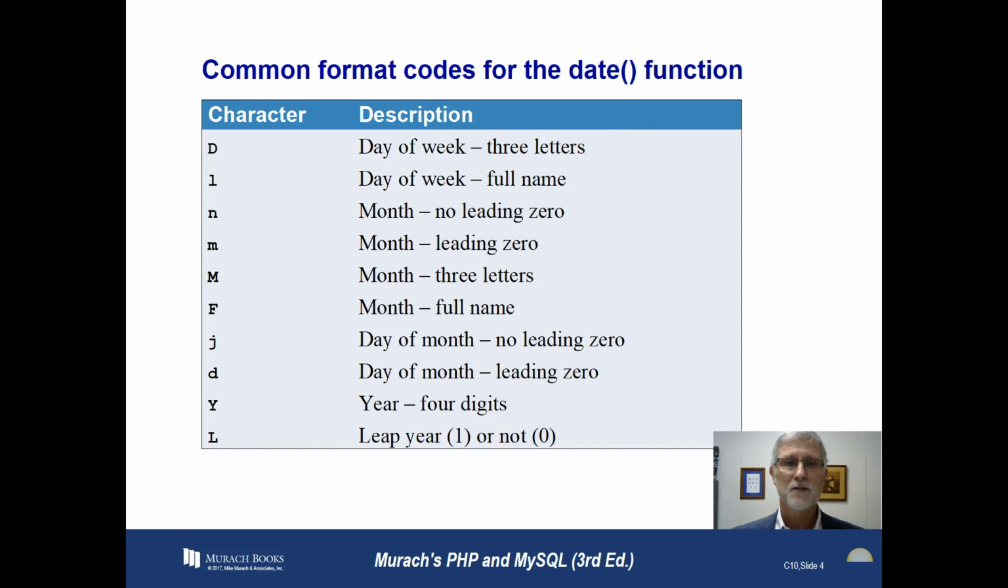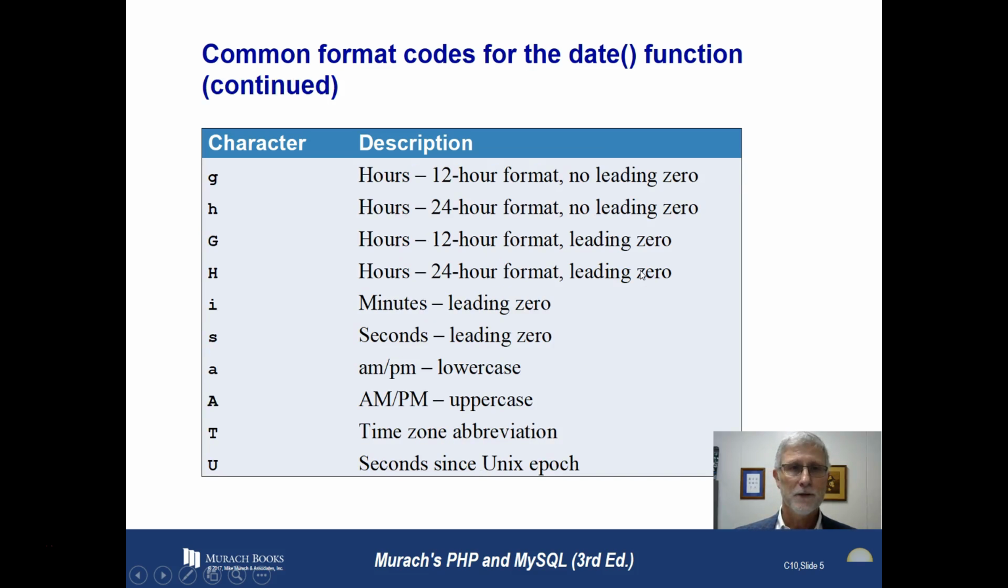So here are some options. I'm not going to go through each one, but you can get month, day of month, year, leap year or not leap year, and the month with or without leading zeros. You can get hours formatted as 24-hour or 12-hour, with or without leading zeros. So it gives you a bunch of different options based on what you want to do. And then you see seconds since the Unix epoch.